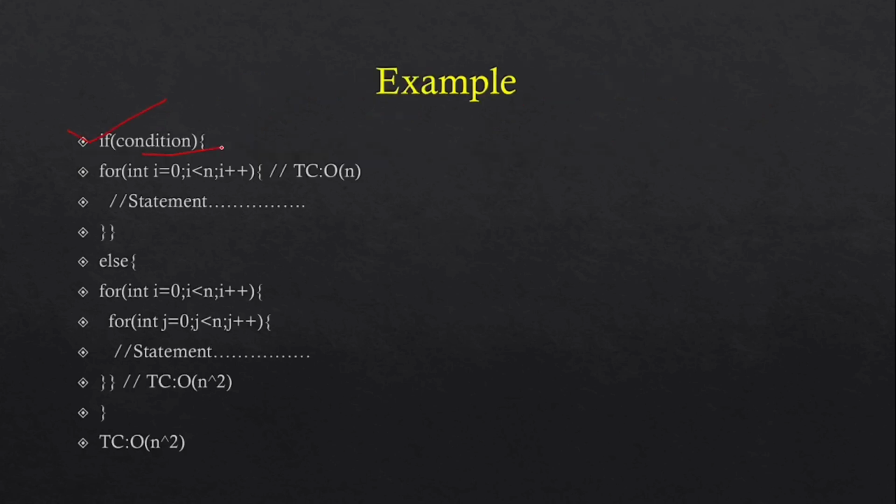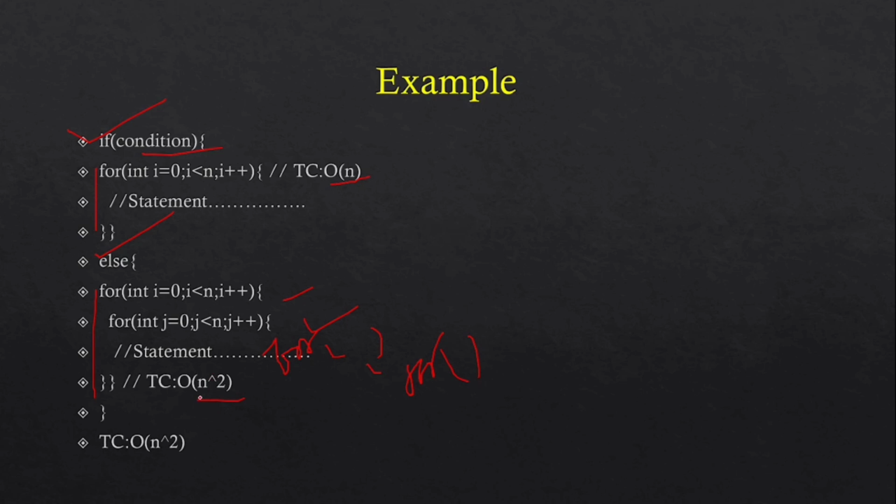This is your if condition, right? In this if condition you have one for loop. Now what is your time complexity? Order of n. I have already discussed that for a for loop your time complexity is order of n. But in the else block you have a nested for loop, meaning in one for loop you have another inner for loop. Now your time complexity is order of n square. If you have another for loop in this nested for loop, then your time complexity is order of n to the power 3, right? If you have another for loop in this for loop, then your time complexity is order of n to the power 4. I think it's clear.